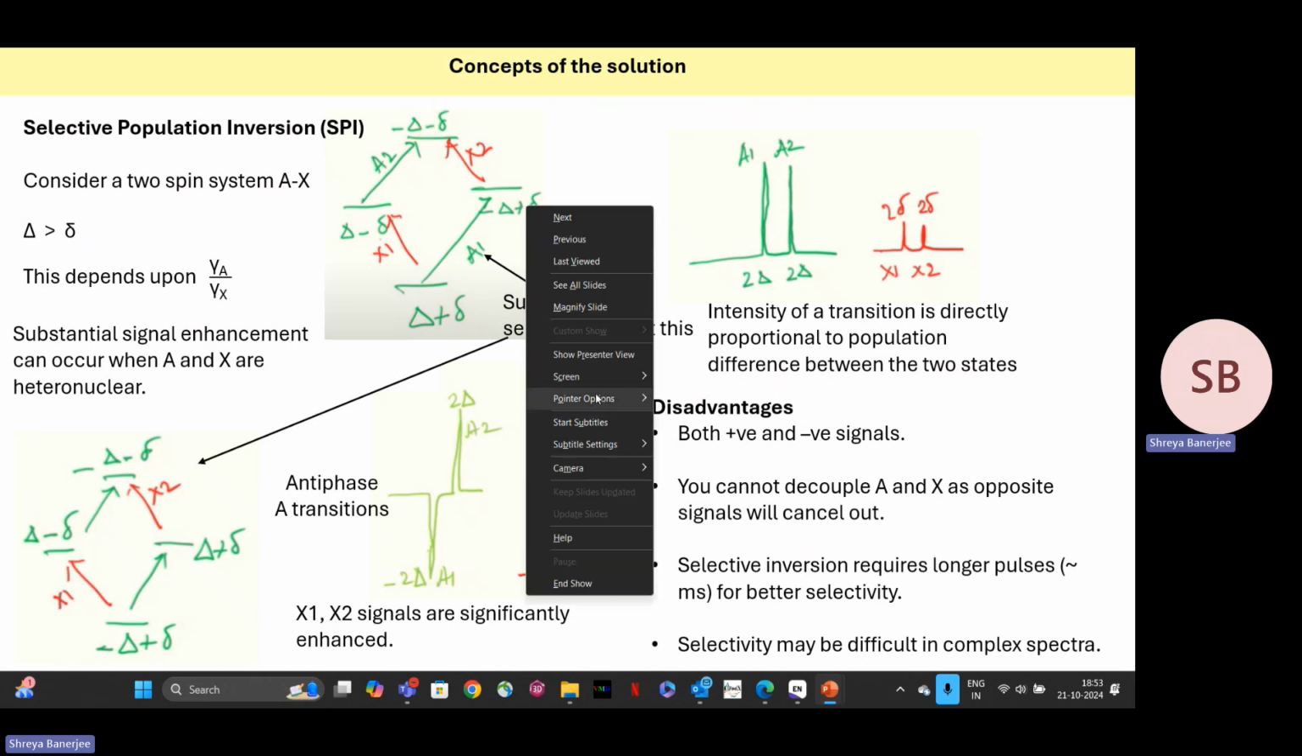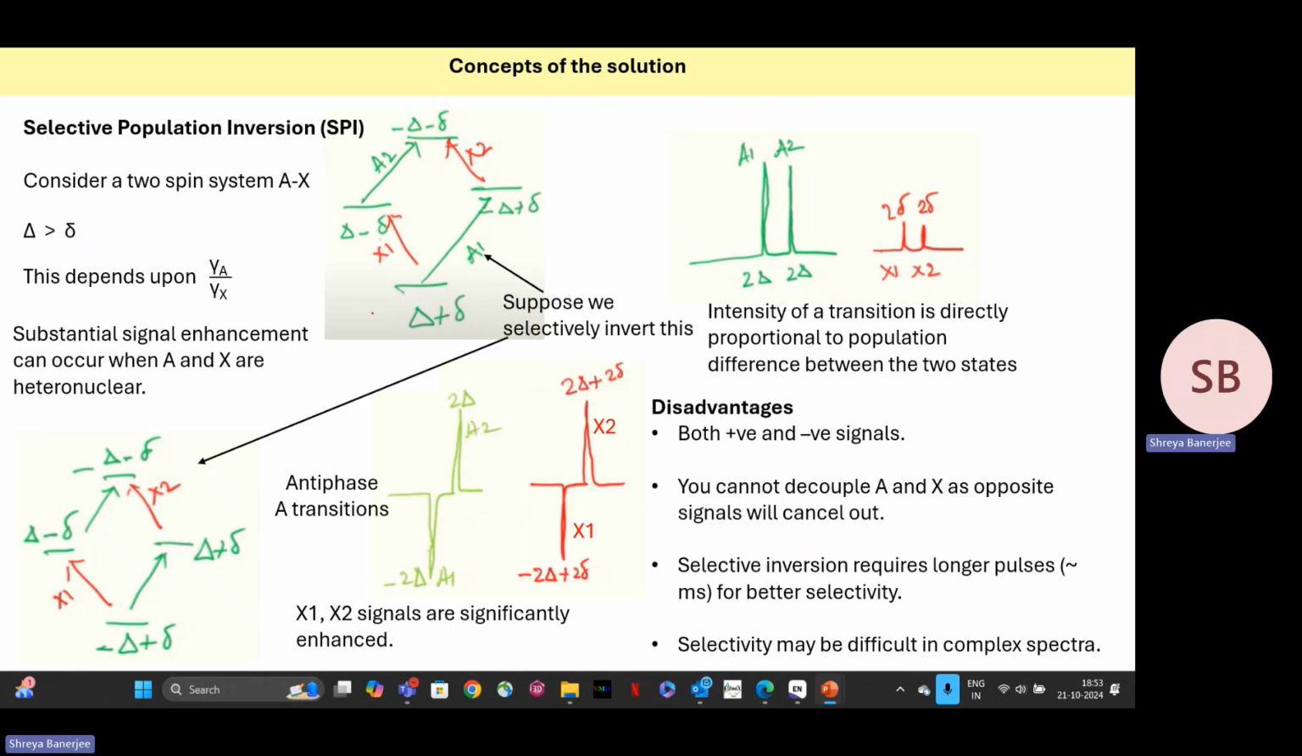Delta minus delta, so you have 2 spins. The lowest energy is when both the spins are in the upwards direction, which is delta plus delta. Highest energy is when both the spins are in the downwards direction, minus delta minus delta. The other options are that one is up, one is down, or one is down, one is up. These are the 4 options, 4 energy levels that you have.